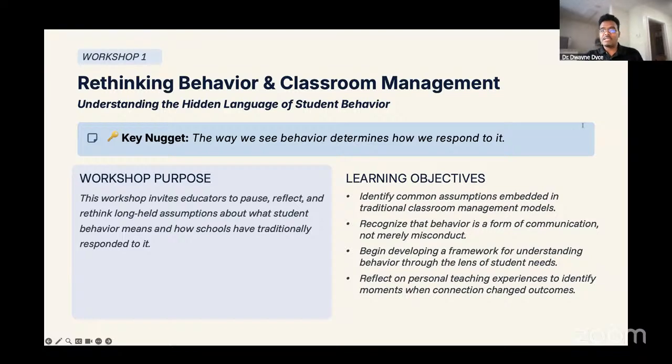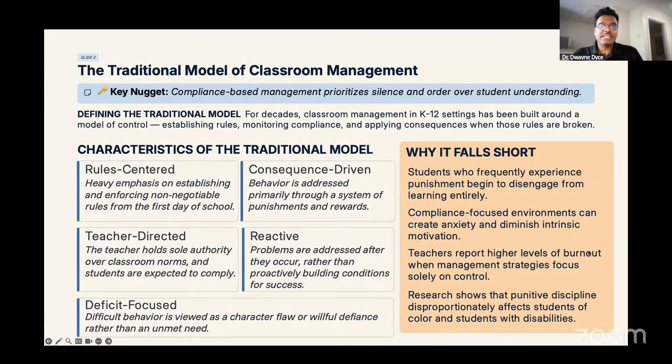So let's talk a little bit about the traditional model of classroom management. Traditionally, you look at the key nugget up here. It says compliance-based management prioritizes silence and order over student understanding. That's what it is. We look at how we approach a rule-centered classroom: consequence-driven, teacher-directed, reactive. It's reactive, and a deficit-focused approach.